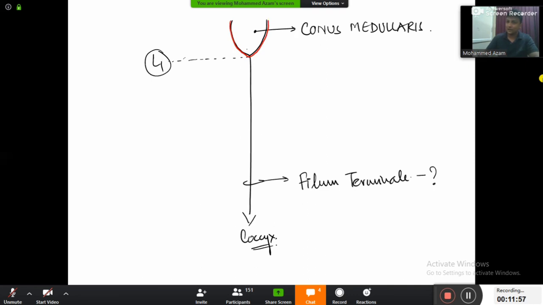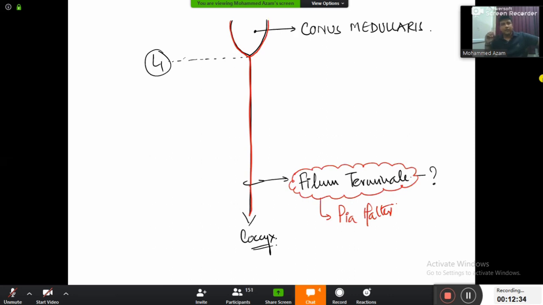Now let us decide what is going to happen. Will that pia mater stop there? No, that pia mater is not going to stop there at the end. It will continue down further. So this pia mater will further continue down here, and that continuation of the pia mater itself is filum terminale. So my dear students, from today onwards, remember that this filum terminale is nothing but a modification of pia mater.